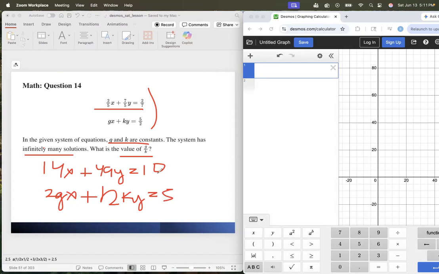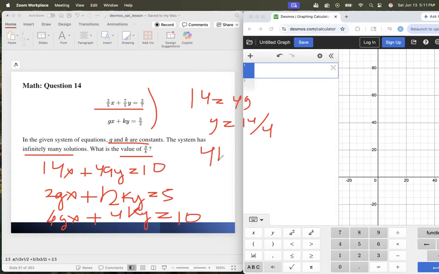Because the systems are the same, I have to make this 10. This is also 10, right? Therefore, I have to multiply this by 2. This will be 4gx plus 4ky is equal to 10. Now you have everything looking the same. Just equate them. The 14x should be equal to 4gx, and therefore g is equal to 14 over 4. Same thing, k is 4k and 49. So 4k equals 49. That means k is 49 over 4.